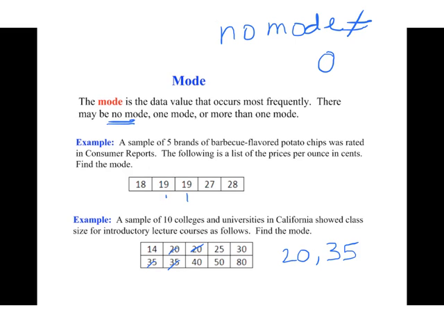I hope that this helps just refresh your memory on mean, median, and mode. We will not be discussing those three things in class, so if you have any questions, please see me.